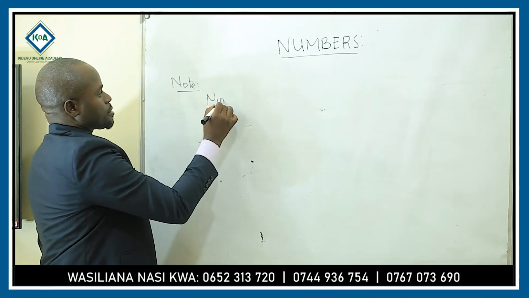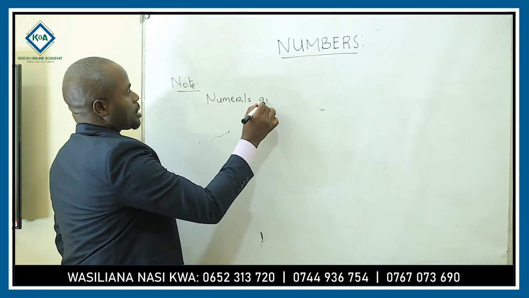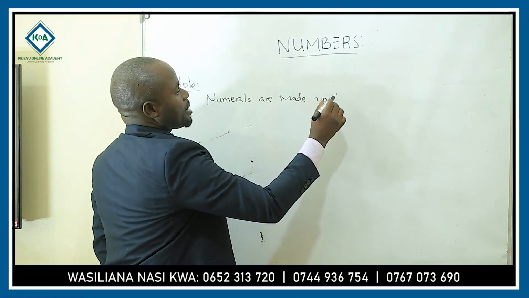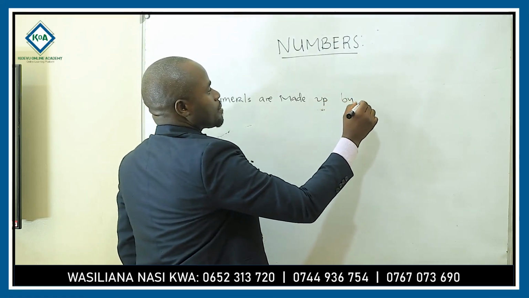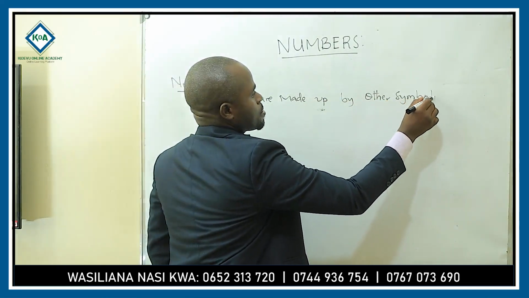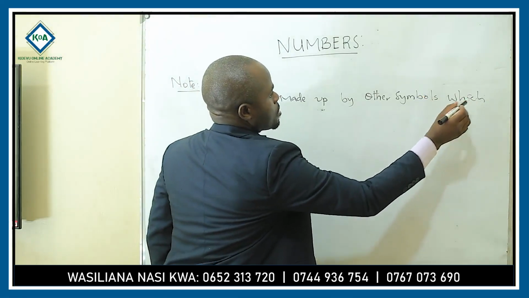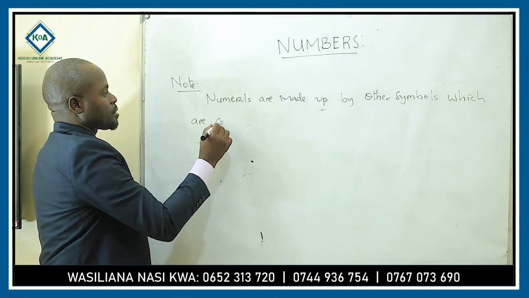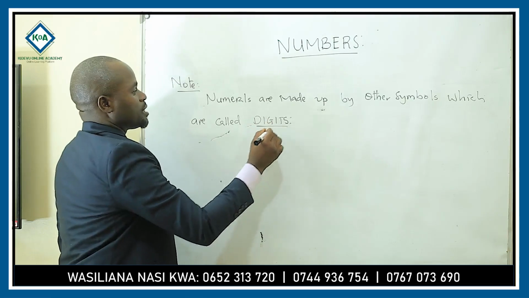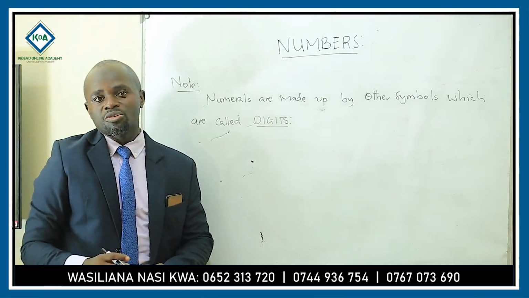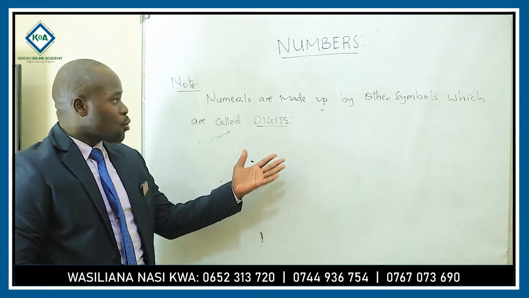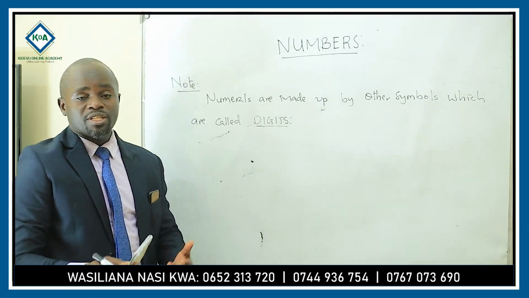So numerals are made up by other symbols which are called the digits. And these digits, we have almost 10 digits. It means any number, any numeral is made up with at least one among those 10 digits.